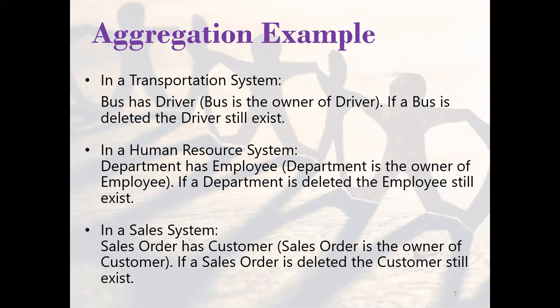Another example is in a human resource system, the department has employees. The department, for example the IT department, can have many employees. Even if the department is removed or deleted, the employees can still exist. Sales system, a sales order has a customer. The sales order is the owner of a customer. Even if a sales order is deleted, that customer can still exist because that customer can still be recorded in another sales order. Make sense? That's aggregation.